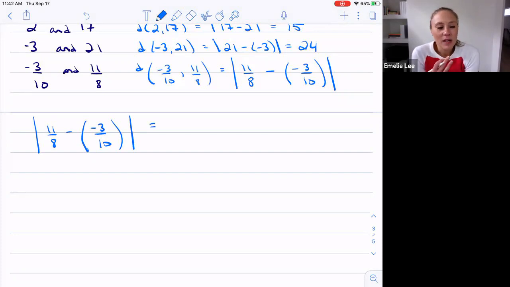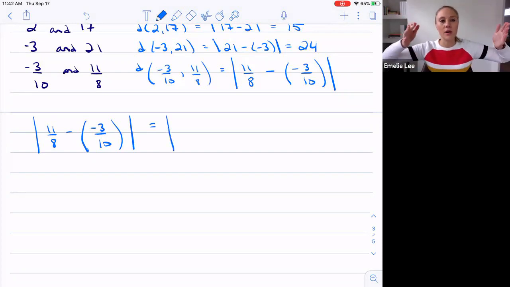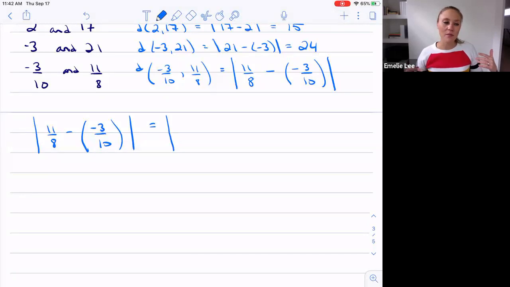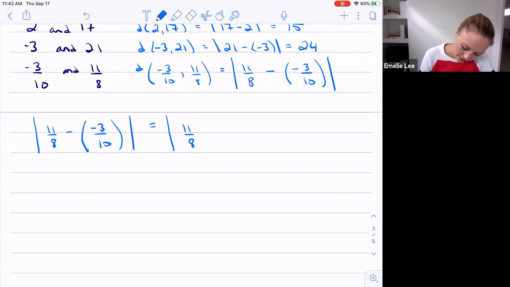well, I can simplify it a little bit, right? I can rewrite it as 11/8 plus 3/10. So let's do that. Keeping those absolute value symbols all the way through. You don't want to drop them, even though it might be tempting sometimes to just kind of, I'll deal with that later. But then oftentimes you forget to deal with it later. So just always keep everything, even if it's annoying. 11/8 plus 3/10.